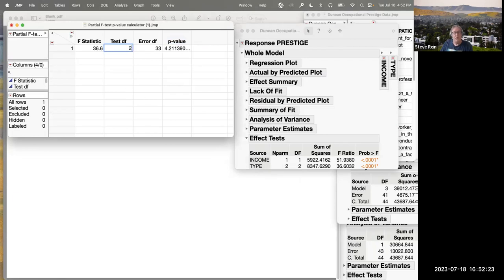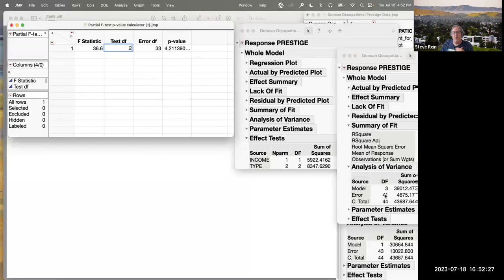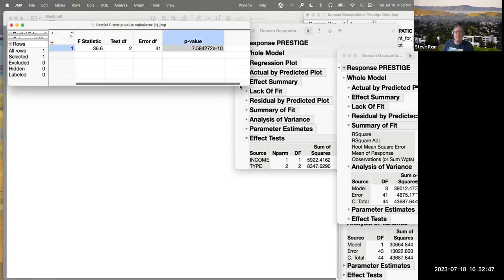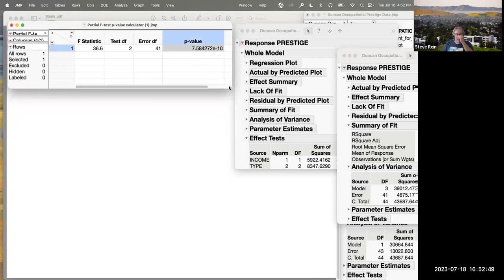That's a 2 degrees of freedom change. And we originally had 41 degrees of freedom for error. That is the denominator, or error degrees of freedom, 41. And we get a p-value of, in this case, well, notice it says 7.58, that's like times 10 to the negative 10. That's really small. That's less than 0.0001. So we could get an exact p-value from our F ratio via this p-value calculator.